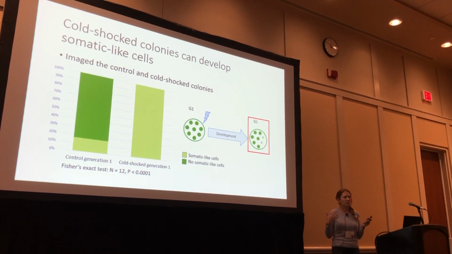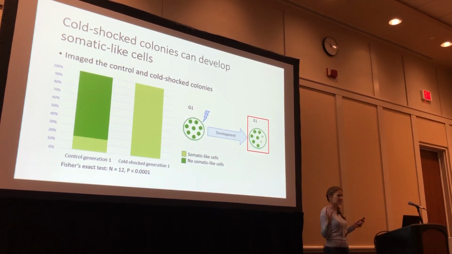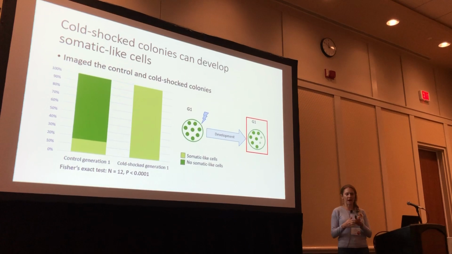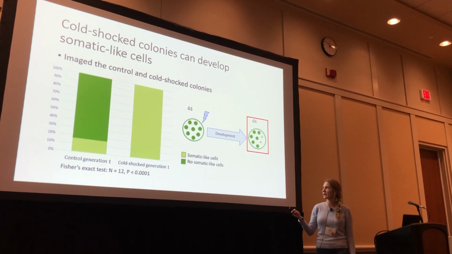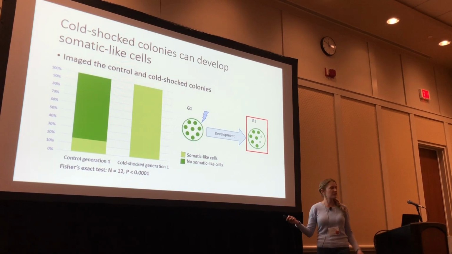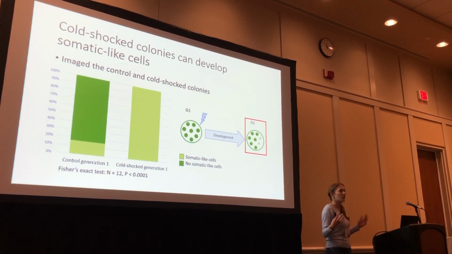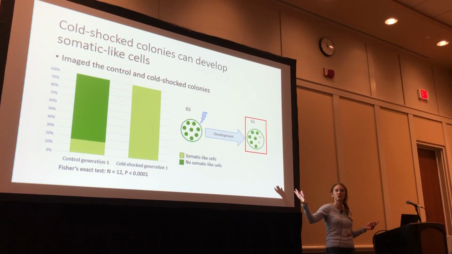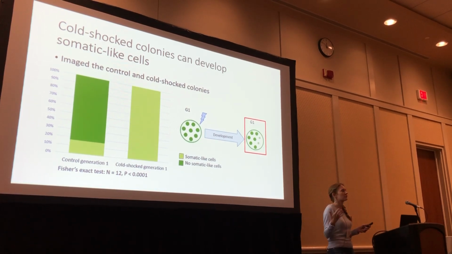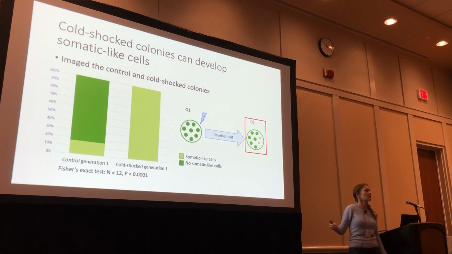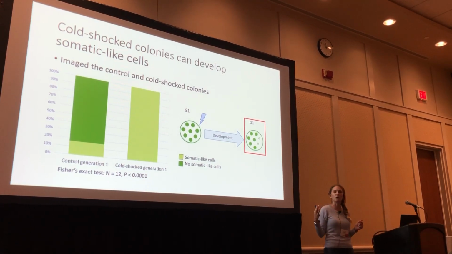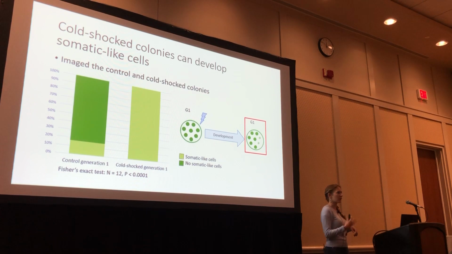And I found that when colonies are cold shocked directly, they do develop somatic-like cells. So here you see the proportion of colonies that have somatic-like cells for the control. All the ones in light green are colonies that have one or more somatic-like cells. You see it in the control. There's a small proportion of colonies that have those cells. But in the cold shock treatments, all of the colonies developed one or more somatic-like cells following cold shock.